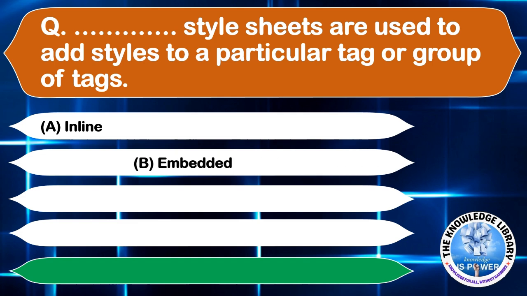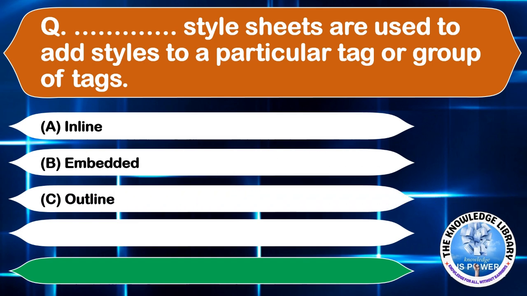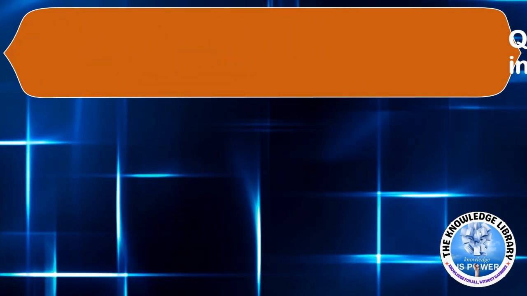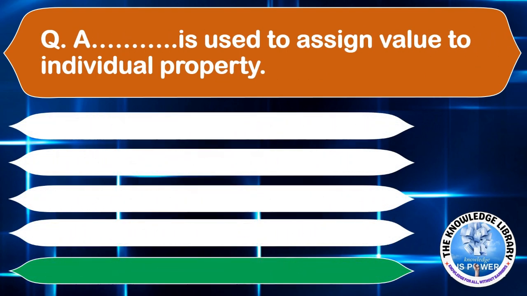The next question is, dash style sheets are used to add styles to a particular tag or group of tags. Option A, inline. Option B, embedded. Option C, outline. Option D, none of these. The correct answer is option A, inline.